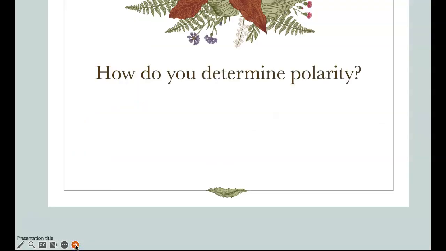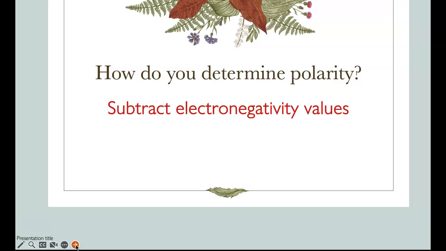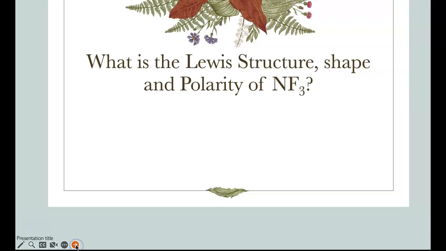And so keep in mind how you determine polarity. Once you're taking a look at the shape and the bonds, you've got to look at, when you're drawing those bonds, how are those atoms sharing their electrons? And that is with those electronegativity values. You have to subtract those.